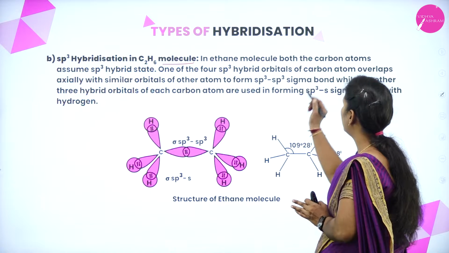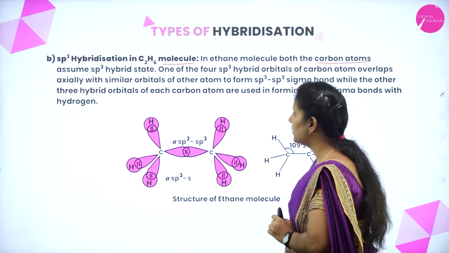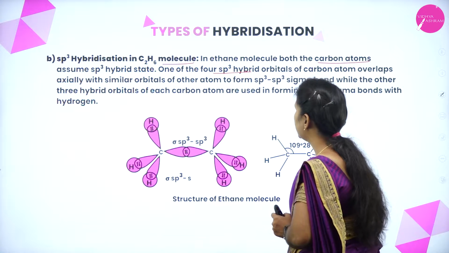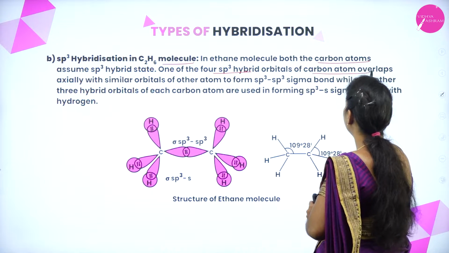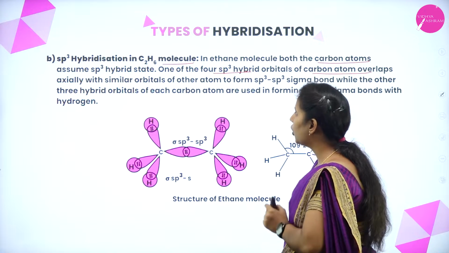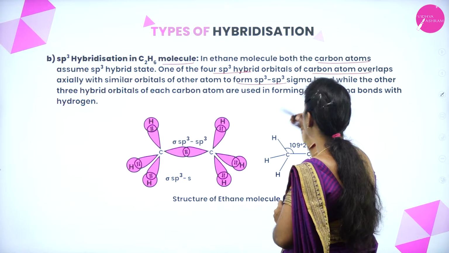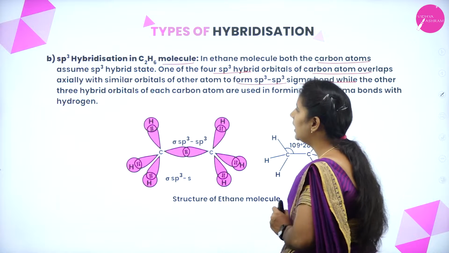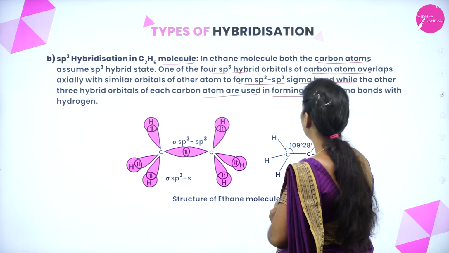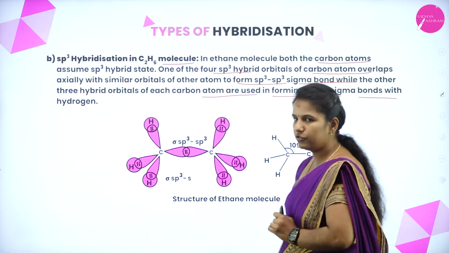So in the ethane molecule, both carbon atoms undergo sp3 hybridization, and one of the 4 sp3 hybrid orbitals of each carbon will overlap with the similar orbital of the other carbon to form an sp3 sigma bond, while the other 3 hybrid orbitals of each carbon atom are used for forming sp3 sigma bonds with hydrogen atoms.